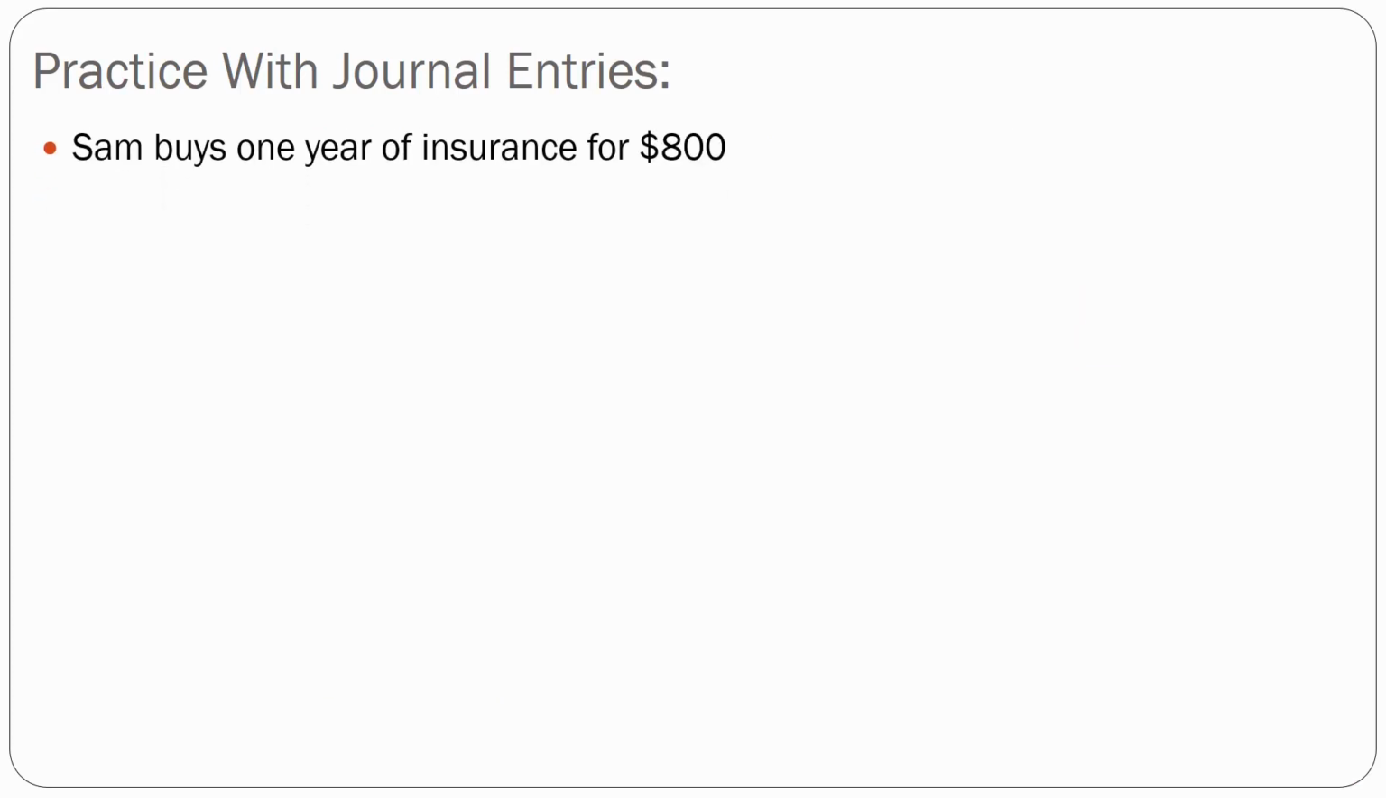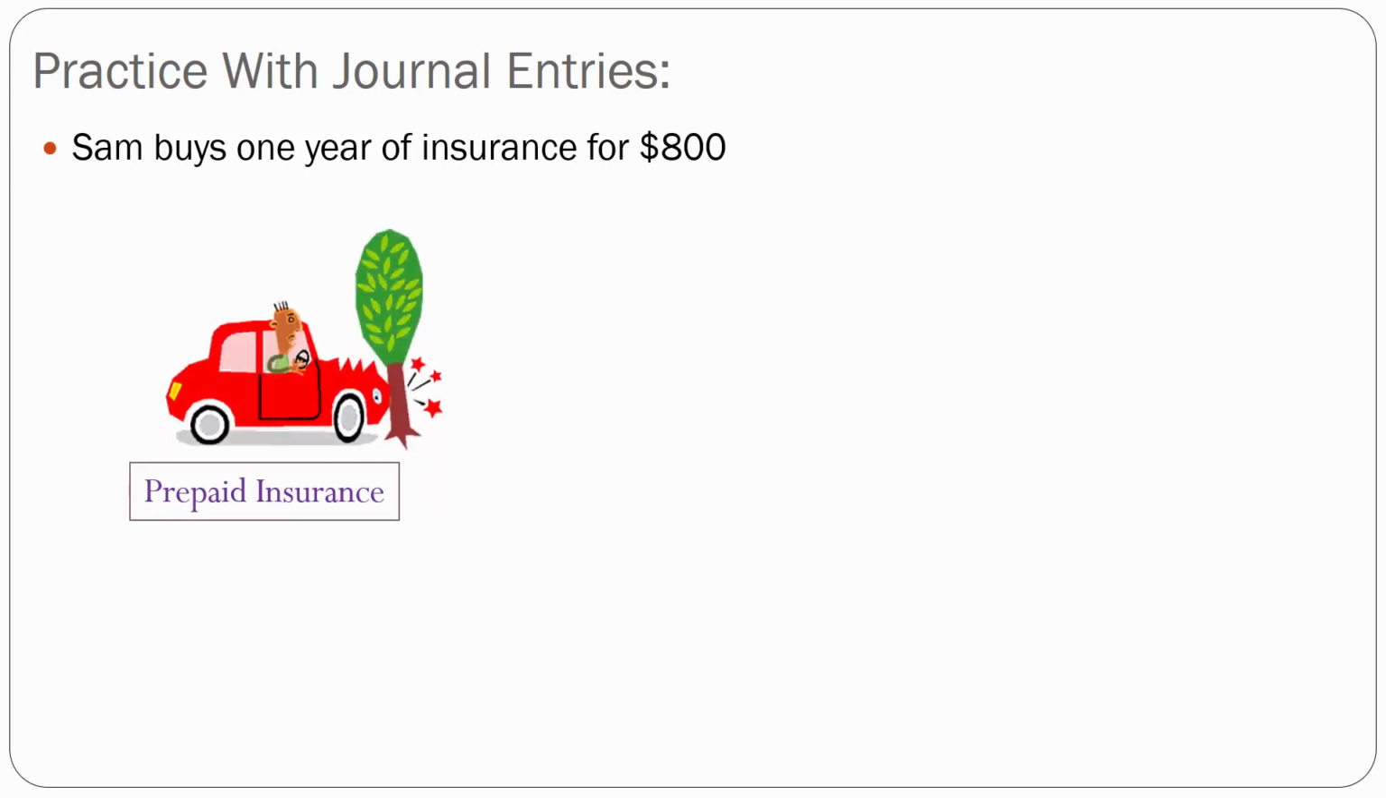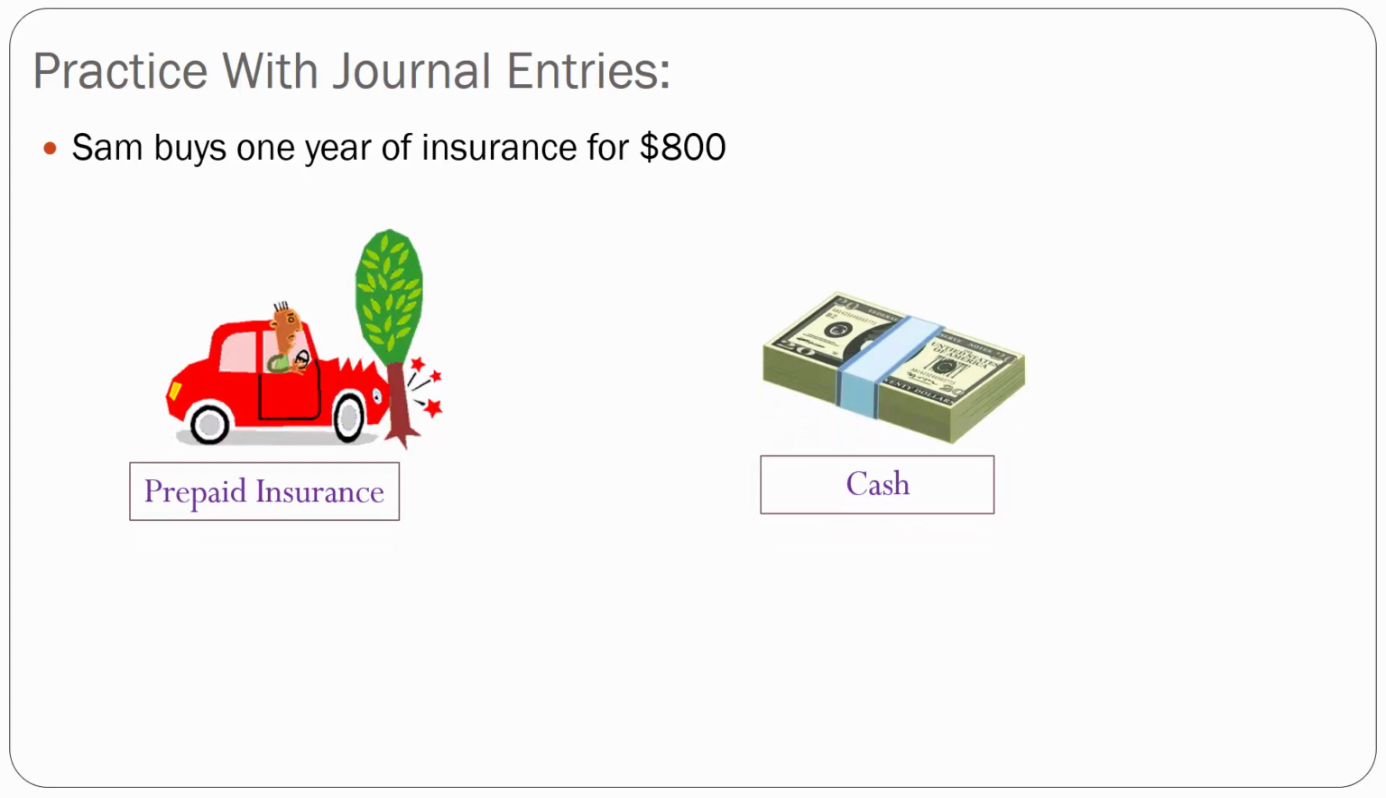Let's look at this one. Sam buys 1 year of insurance for $800. So our 2 accounts that we're looking for, we're buying some insurance and we're going to use cash to buy that insurance. Now when we're buying a 1-year insurance policy, we are buying it for the whole year, but we're not using it all at once. So that's why we call it prepaid insurance, because we're buying it for an entire year. And prepaid insurance is an asset, and cash is also an asset.